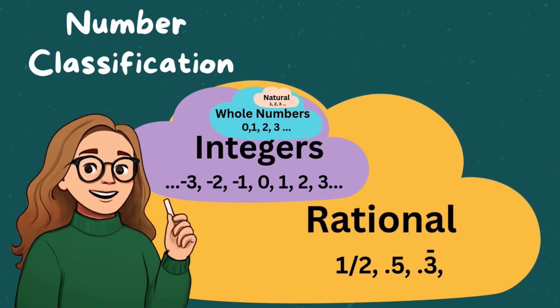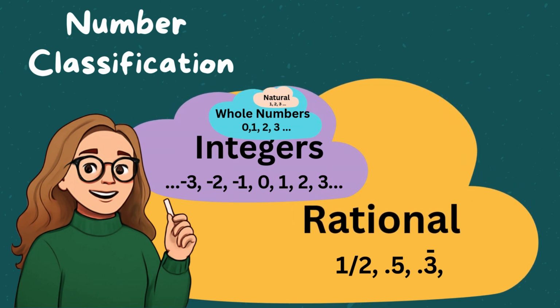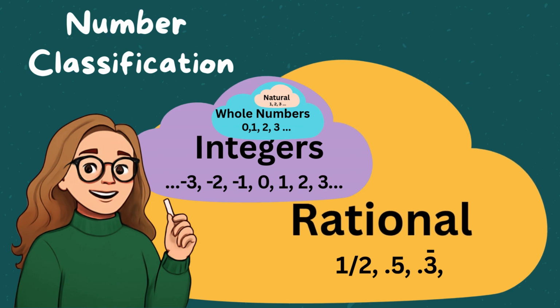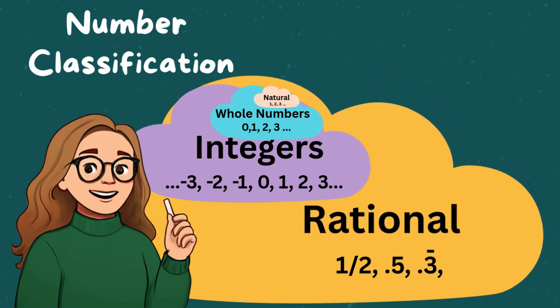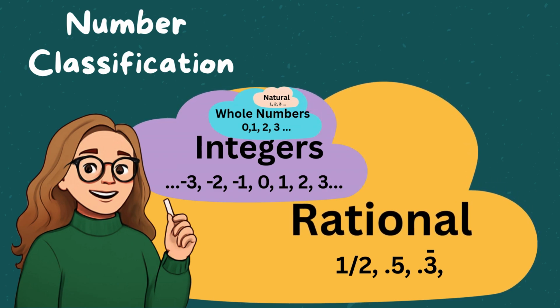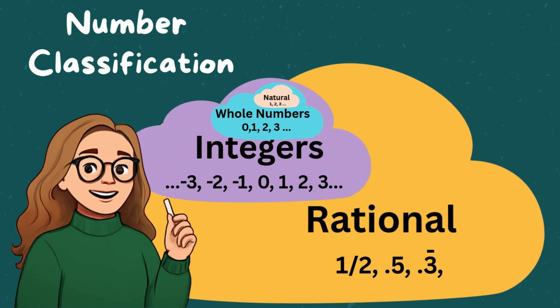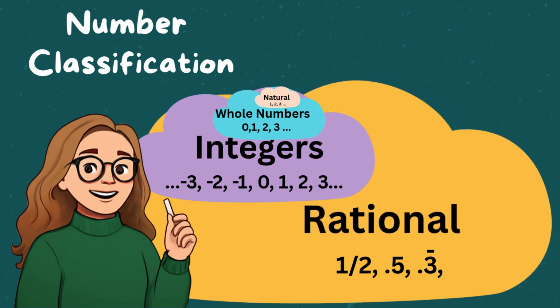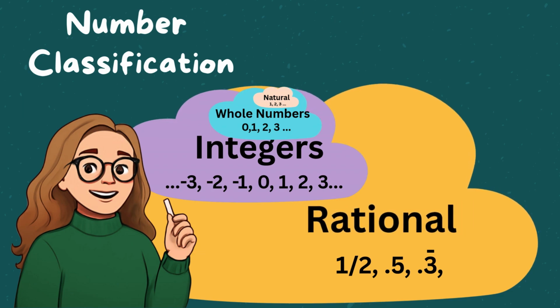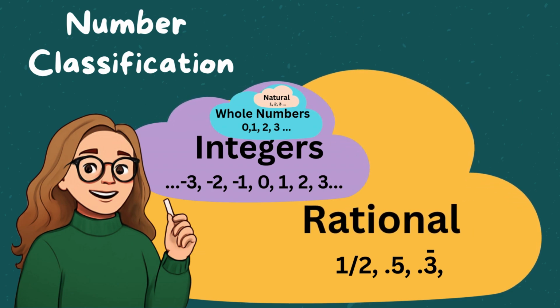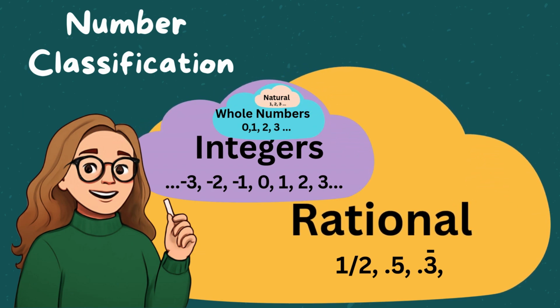The only other thing that's included in here are your repeating numbers. So if you have 1/3, it can be represented as a fraction. It's also represented by decimal point 3 with the line over it showing that it's repeating. Since 0.3 repeated can be represented as a fraction, 1/3, it is a rational number.